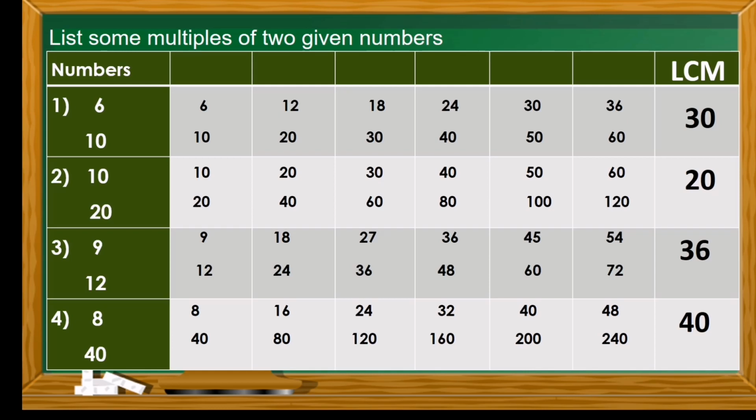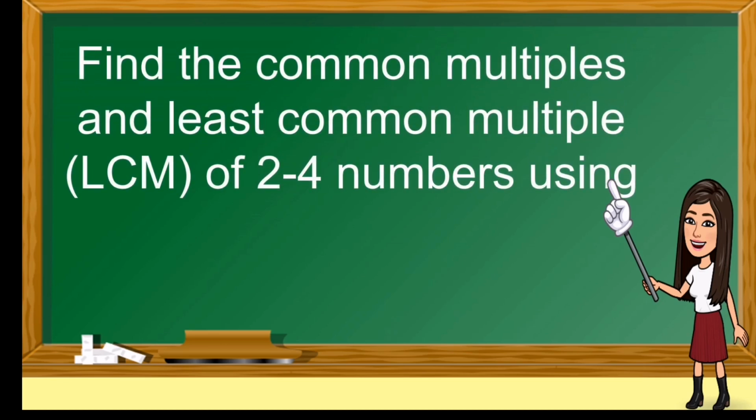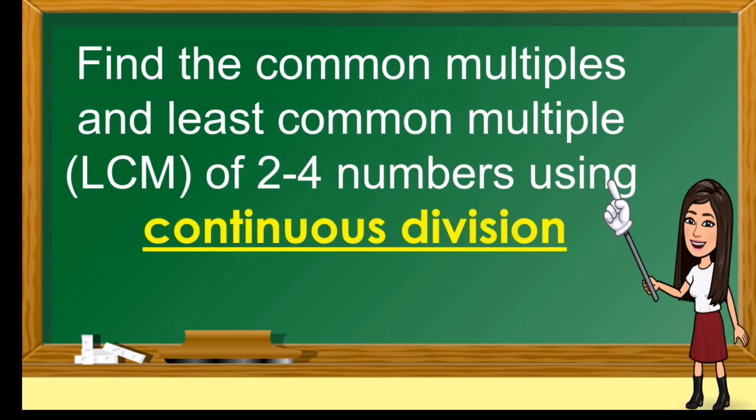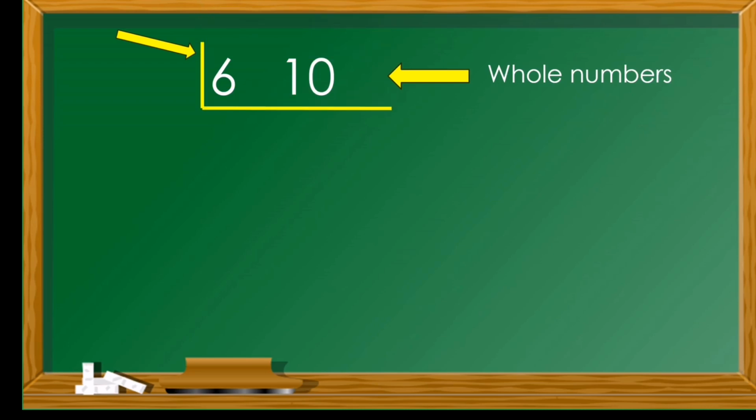In our lesson today, we don't need to use listing. We are going to find the common multiples and least common multiple, or LCM, of 2 to 4 numbers using continuous division. Let us use 6 and 10. These are whole numbers. So first, write the inverted symbol of division. Then, think about the number that we can divide 6 and 10. Remember, 1 is not included.